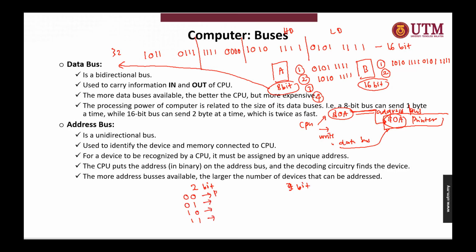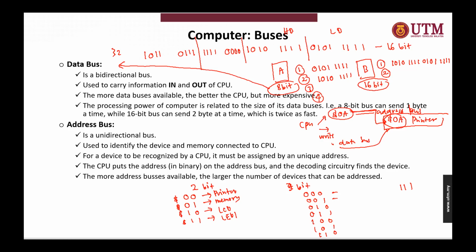Okay, let's say this is a printer. This is a memory. Okay, and then this is the LCD. And this address here is a LED, LED one. Okay, for the 3-bit, means that I can have 000, 001, 010, 011, 100, 101, 110, and the last one is 111.